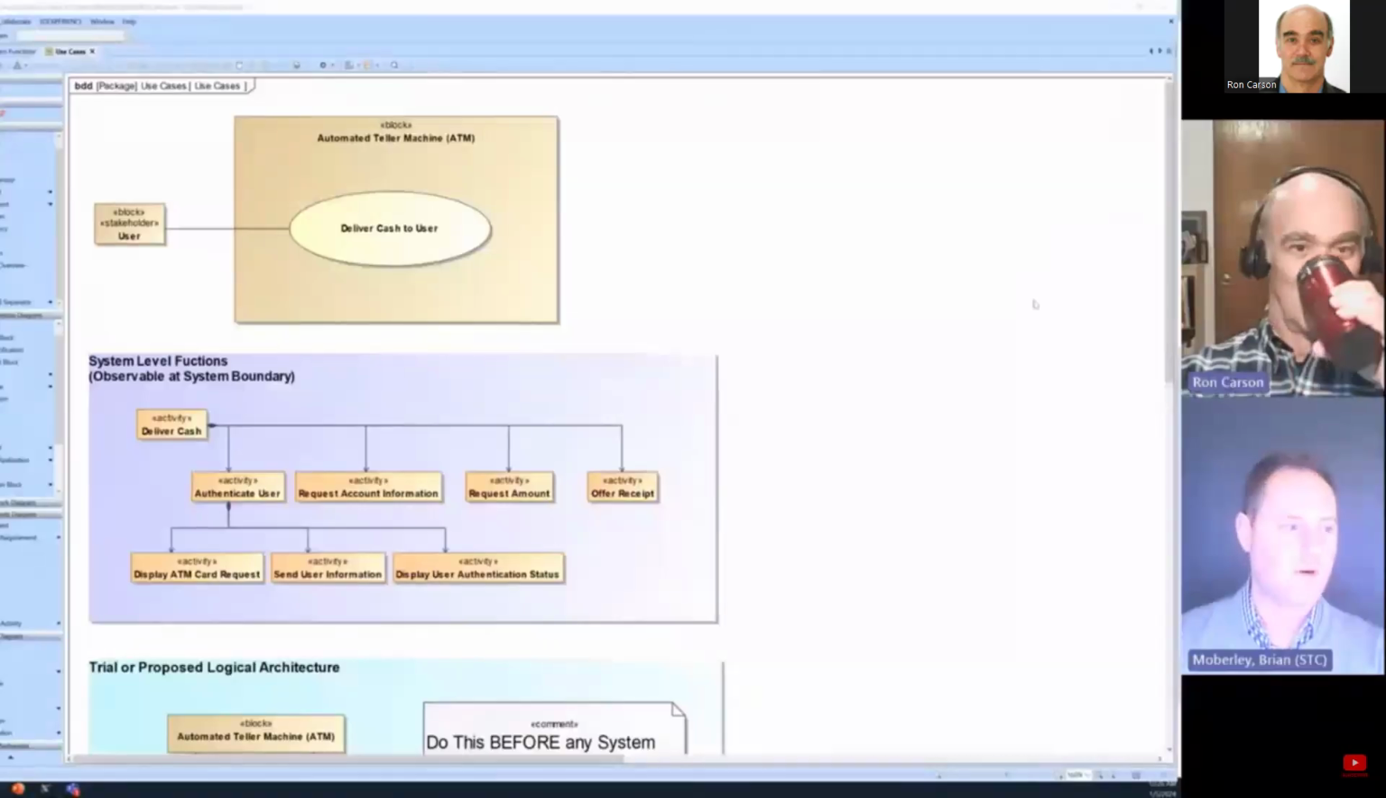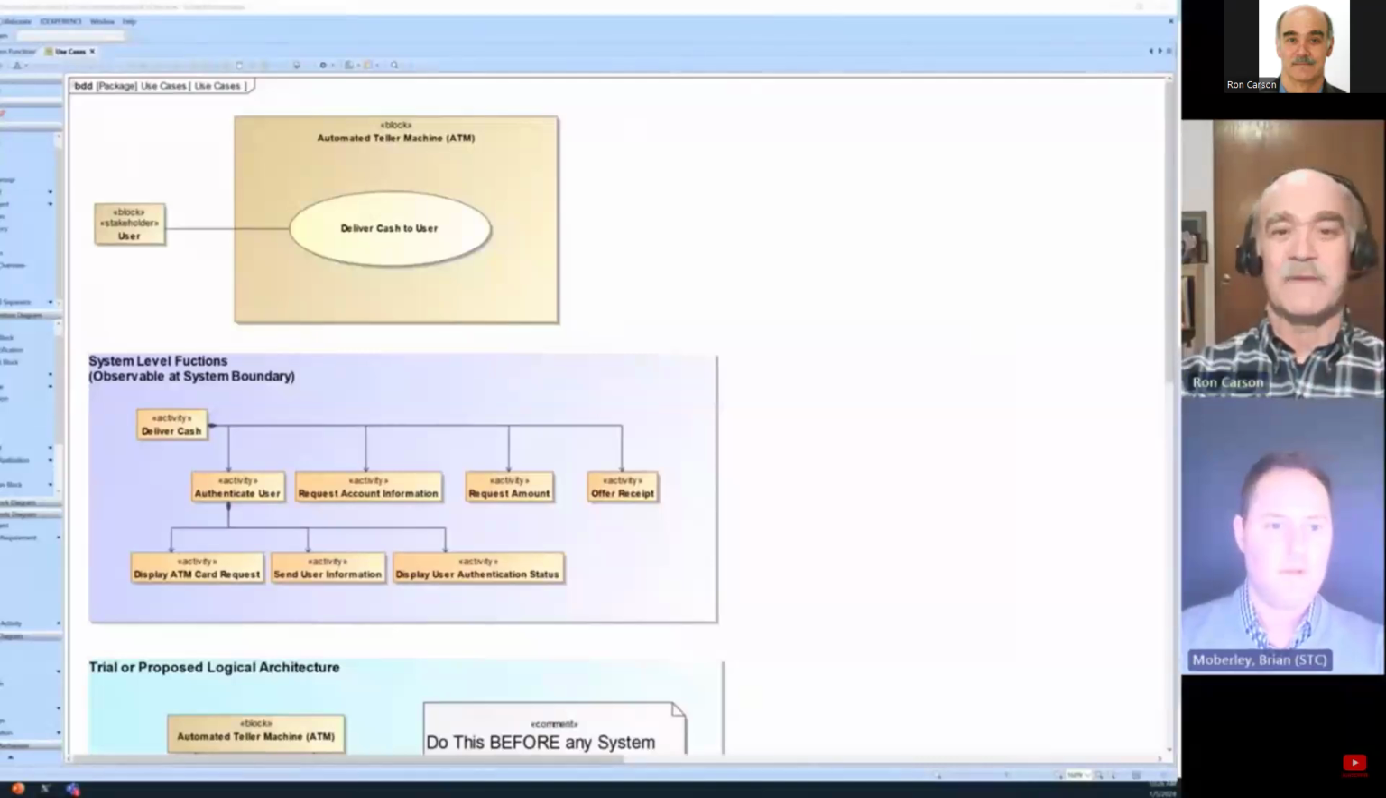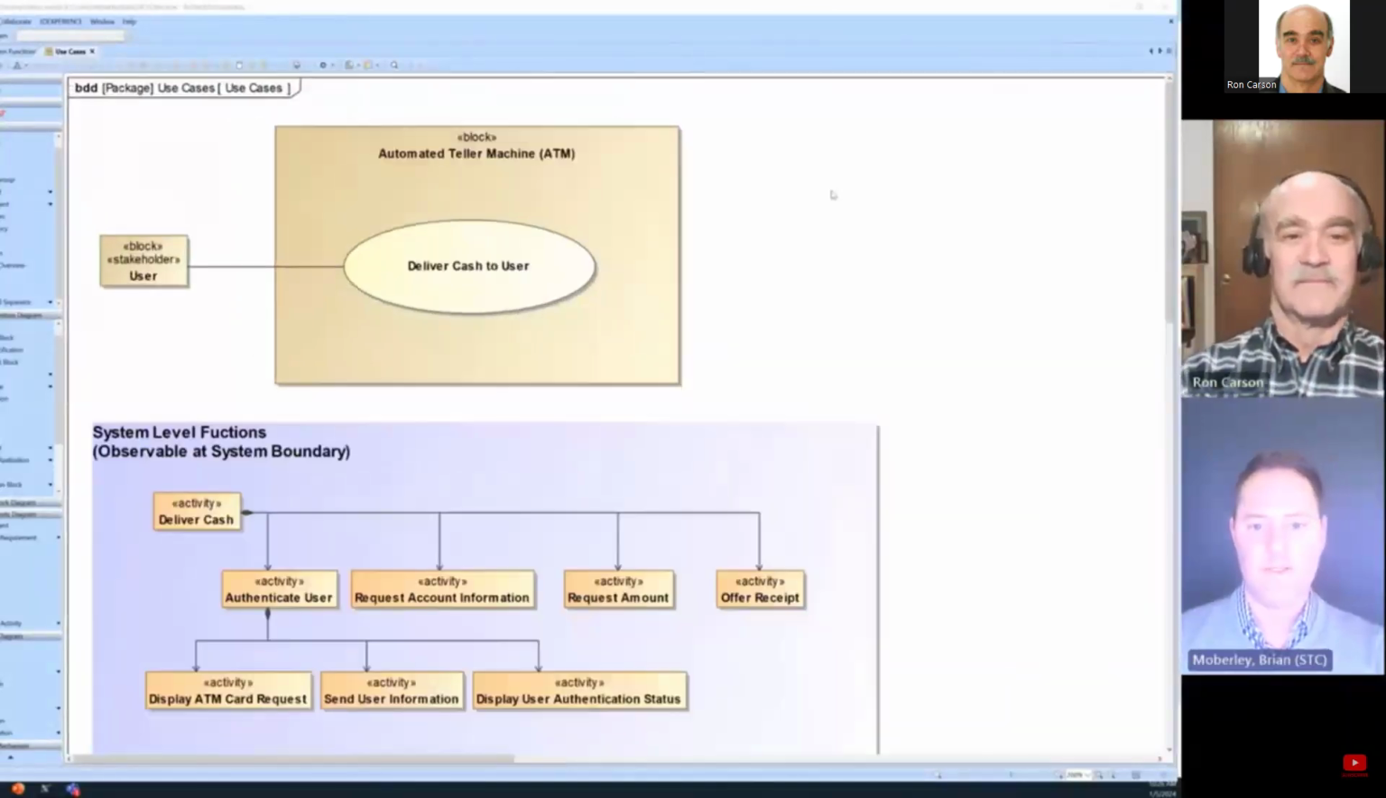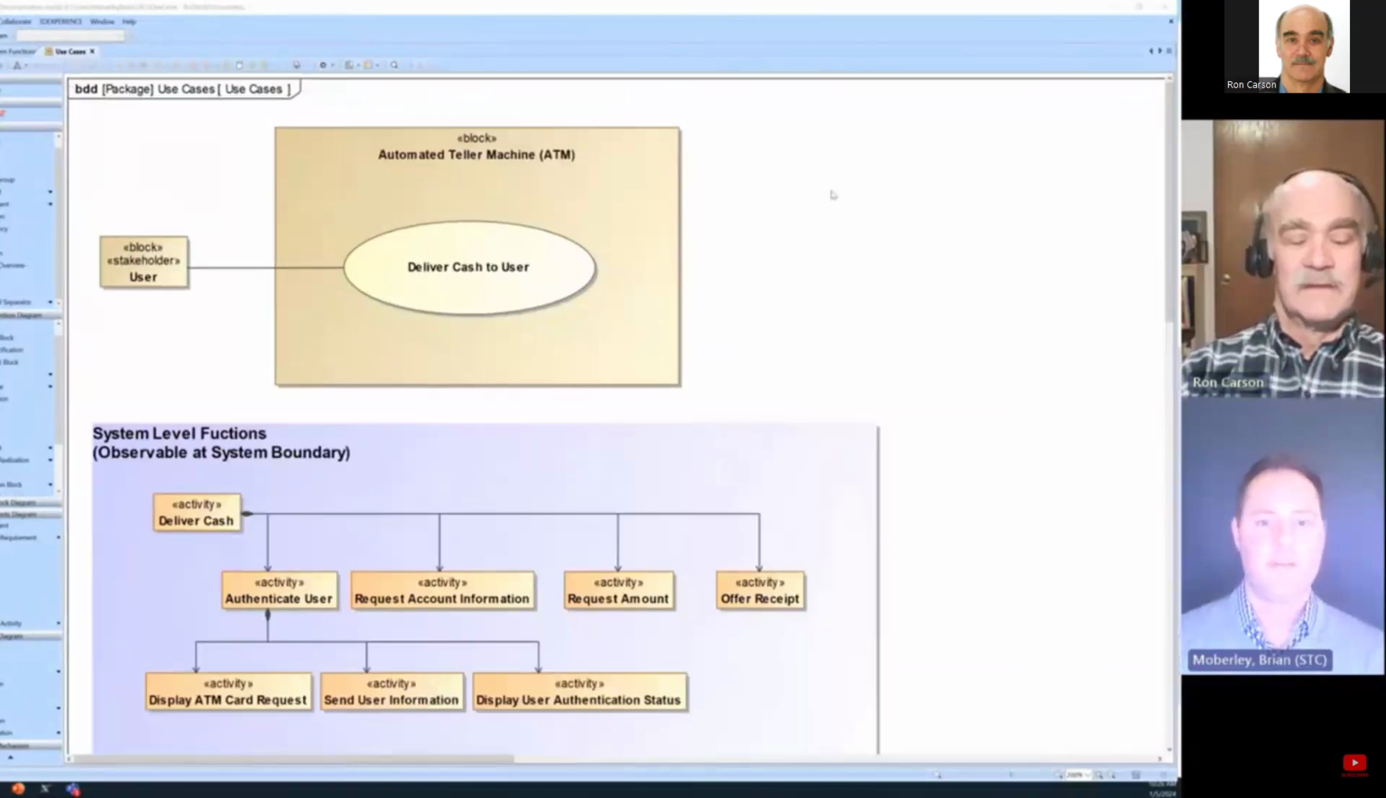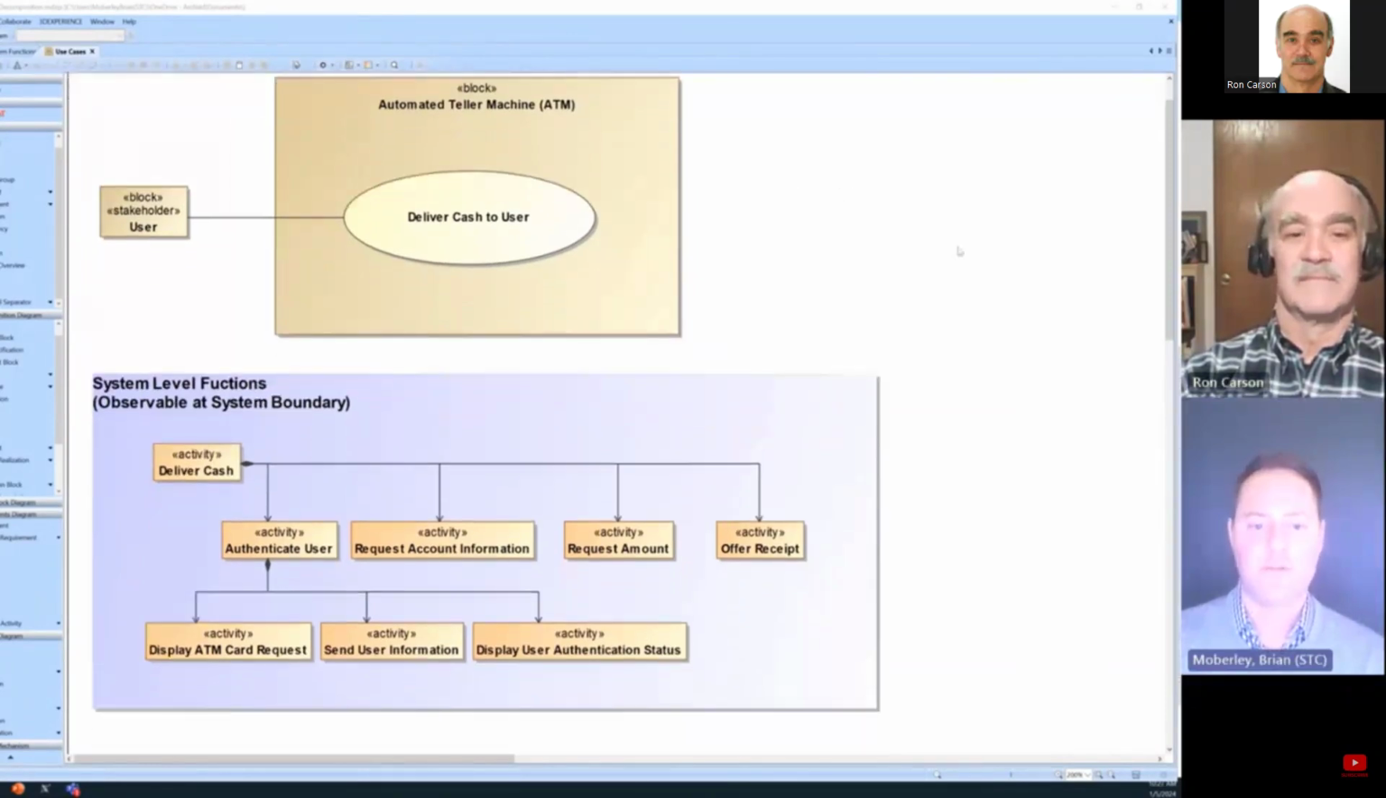Right. Absolutely. With that, if it's all right, I'd like to jump into a few diagrams that I modeled from your article. And then I know you have some thoughts on that. So I'd like for everyone to hear what your thoughts are on this as well. In the article that Ron had written, he gives an example of an ATM machine, and there's a very high level use case such as deliver cash to user. And with that, there were a few functions such as deliver cash involved.